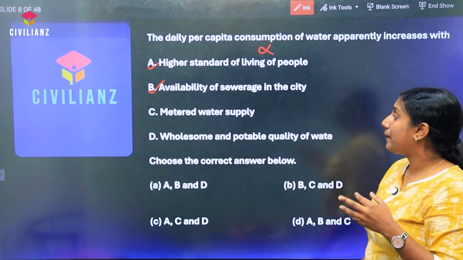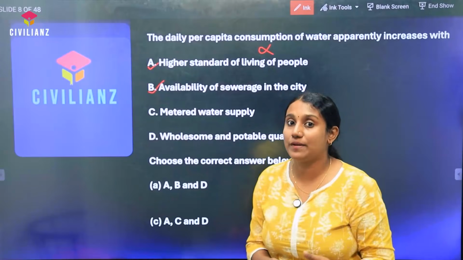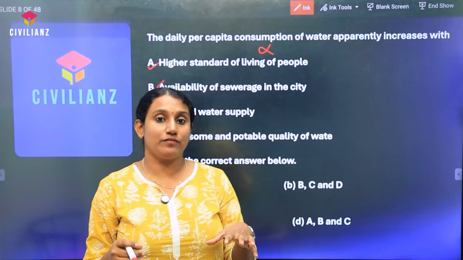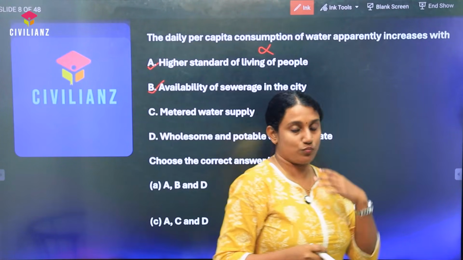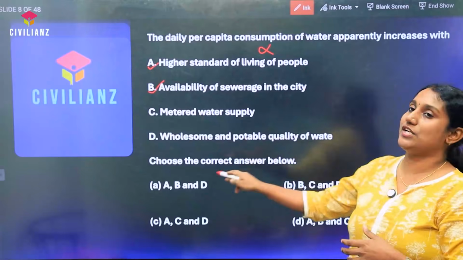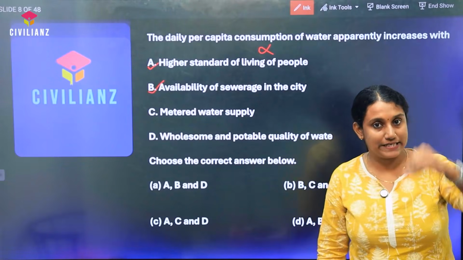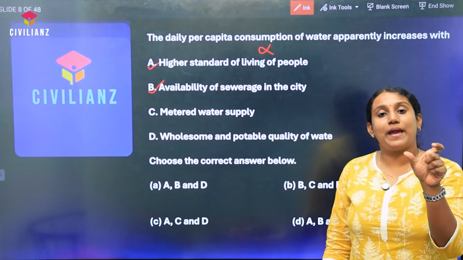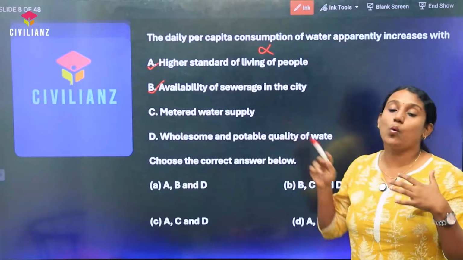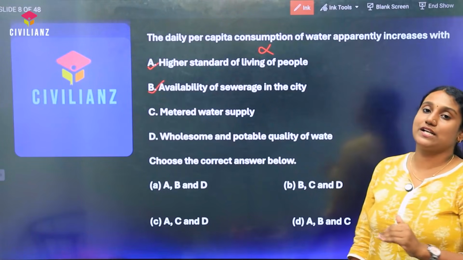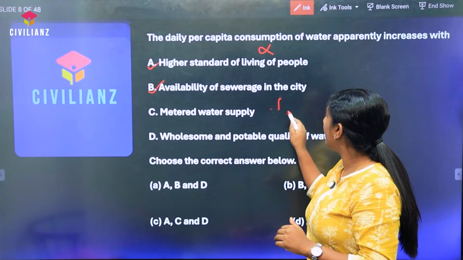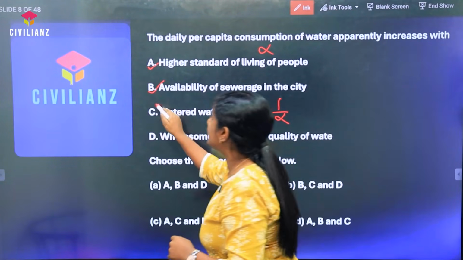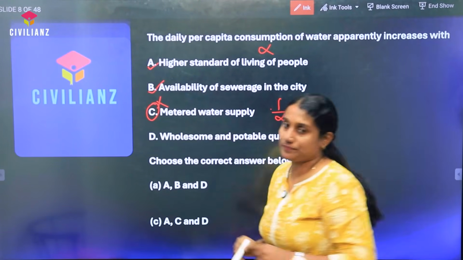And next, metered water supply. What is metered water supply? In this metered water supply, we have to pay for the water, for wastewater and normal water. So in this condition, the consumption rate decreases. We use a measure or device for metering the water. So in this condition, it's inversely proportional to the consumption. So we cannot consider this option.